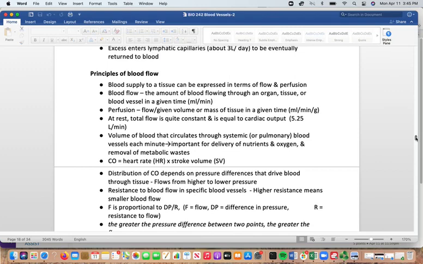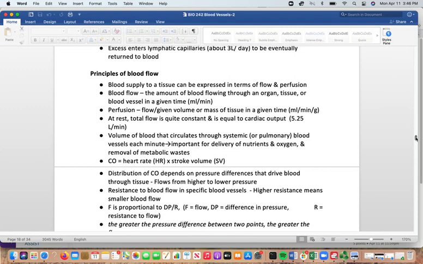The volume of blood that circulates through the system or the pulmonary circuit in the blood vessels each minute is going to be important for determining the delivery of nutrients, oxygen, and the removal of metabolic wastes. So the more blood flow you have, the more nutrients you can deliver, the more waste you can haul away. If you remember back with the heart, when we looked at cardiac output, it's a function of the heart rate times the stroke volume.